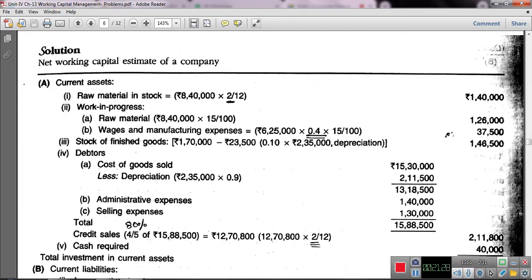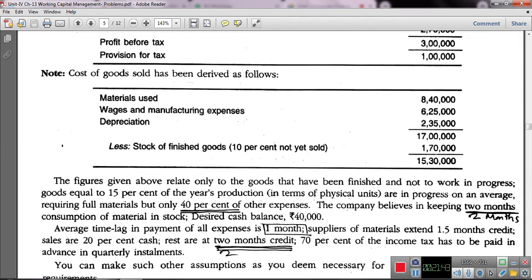So let's go ahead with estimation of the current assets first. The first is raw material in stock. This 8,40,000 is given in the problem, as you can see here. The cost of goods sold has been derived as follows. The materials used. Materials means always remember raw materials. This 8,40,000 is the product of budgeted production in units into raw material cost per unit, equal to 8,40,000. That is already given.